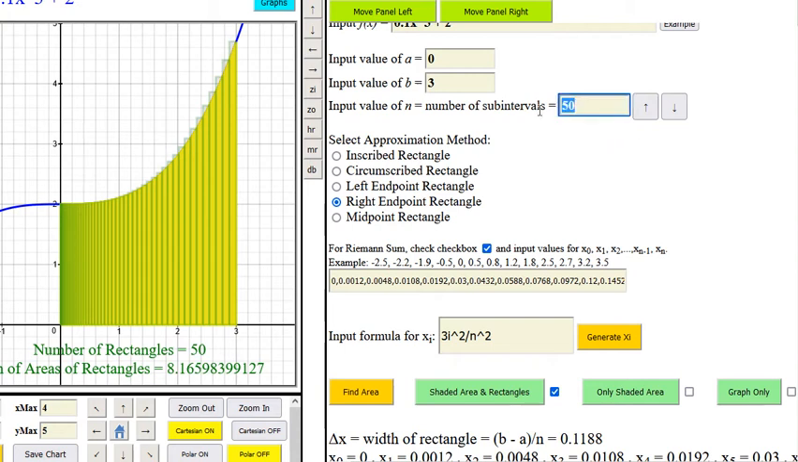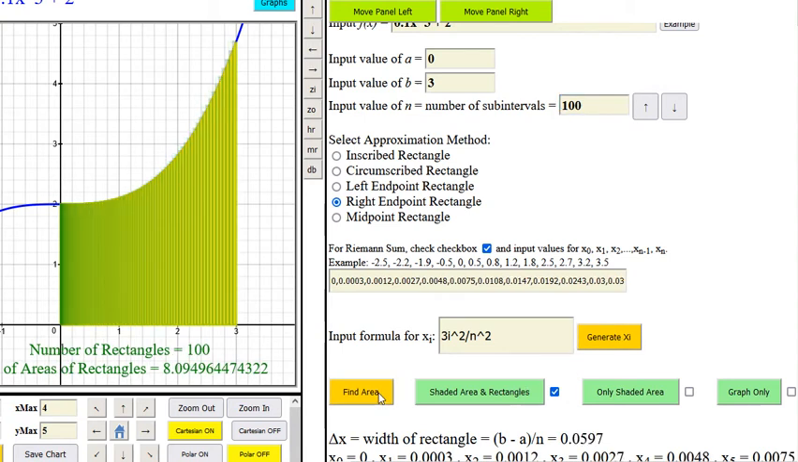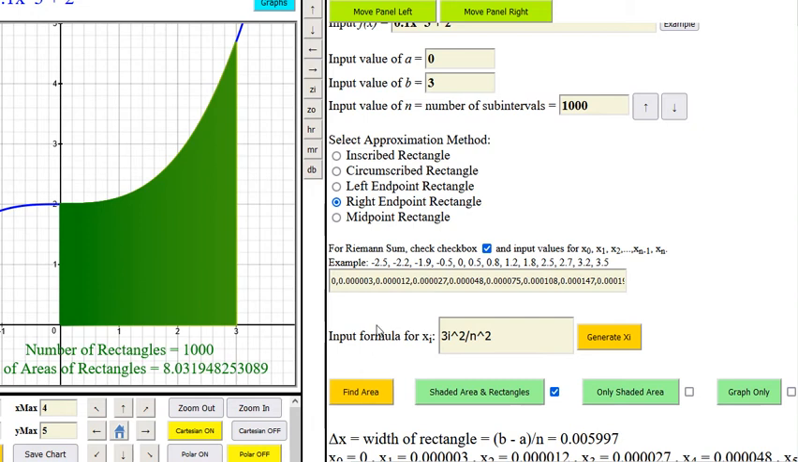And then now let's fill it up with 100 rectangles. So generate the x of i's and then find the areas. So there's the 100 rectangles, and then we got 8.09. And then now let's fill it up with 1,000 rectangles. And so with the 1,000 rectangles, we get 8.03. And now let's fill it up with an infinite number of rectangles.